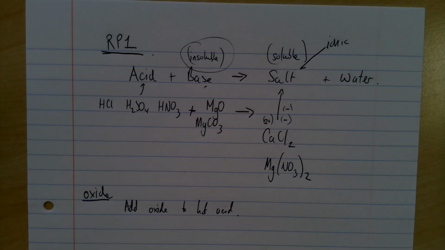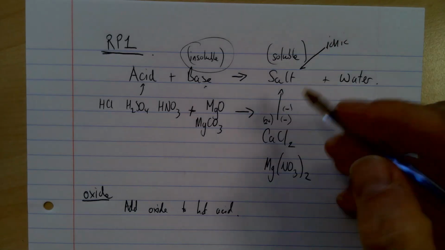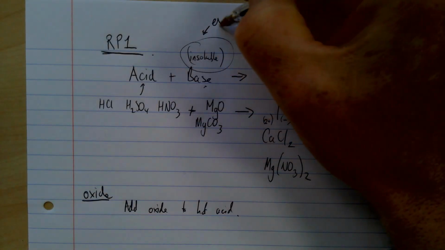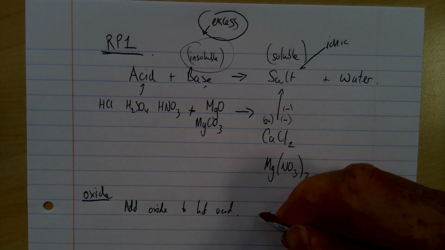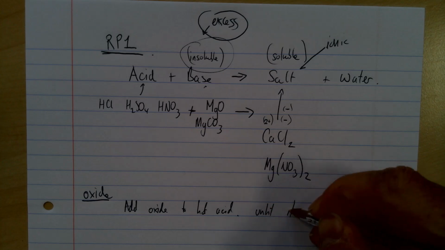But you do it a bit at a time. As you add it, it will react and it will disappear until you've added enough to use up all of the acid. So the key thing here, the detail we're adding, is we add an excess of the base to use up all the acid. And we know we've used an excess because we start to see the powder not dissolving. We keep adding a little bit at a time until it stops dissolving.